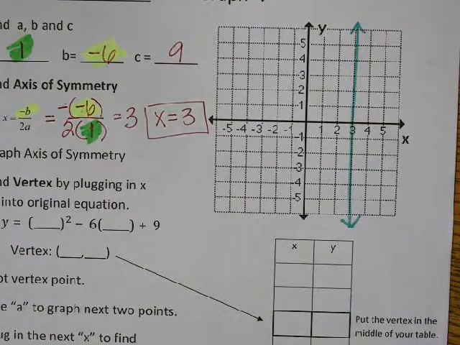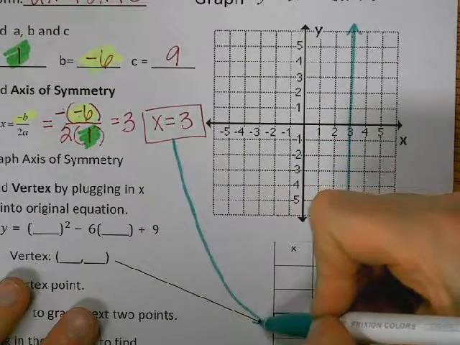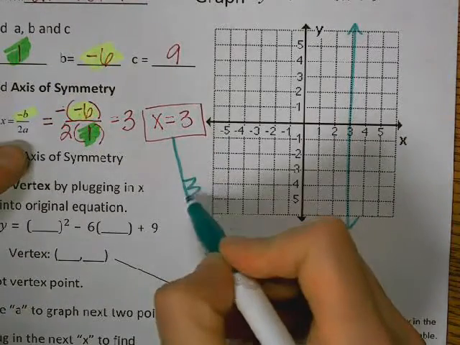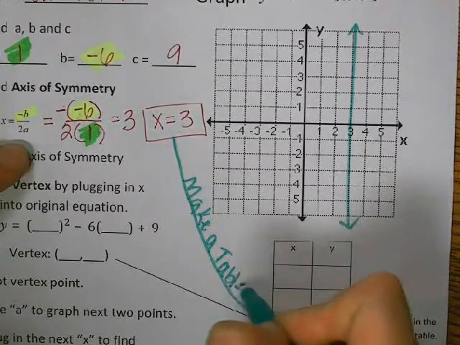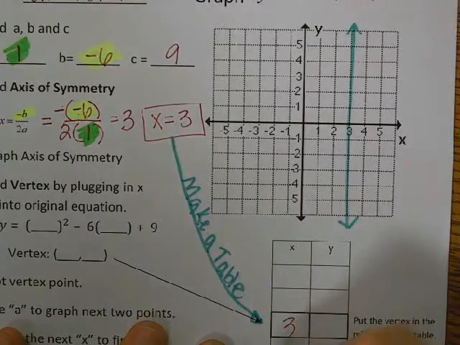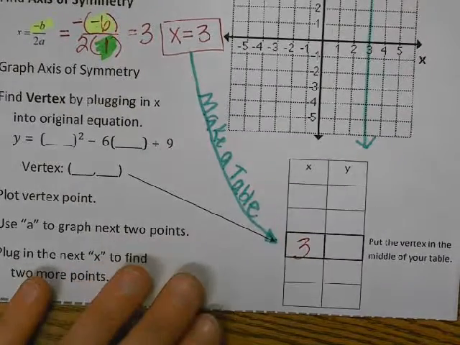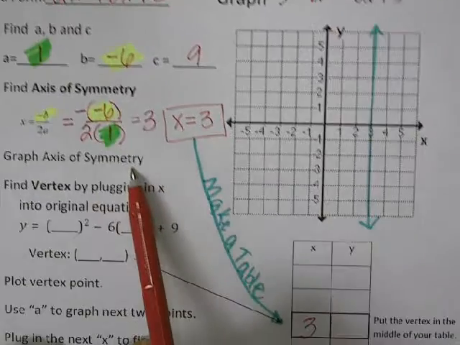Okay, what do I do with that? I'm going to take that number and put it down here in the middle of my table. So we're going to make a table with that number. We're going to put 3 right here. And you can actually make the table two different ways. If you notice, I already graphed my axis of symmetry. That's going to be required when I ask you to graph this. So let's go ahead and make the table for this.